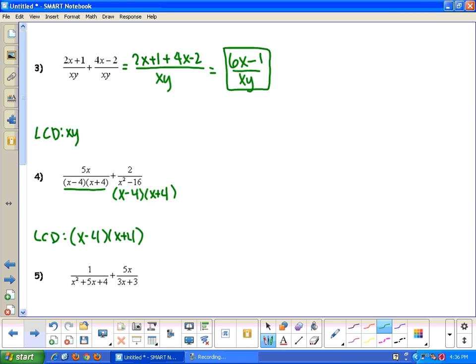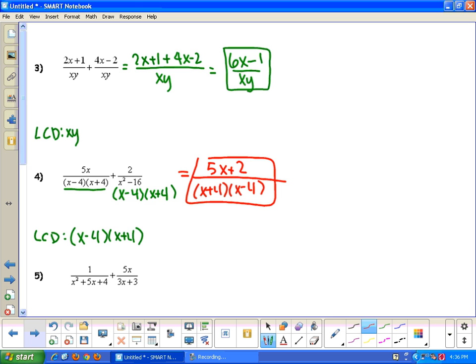So I don't need to multiply either fraction by anything because I already have my common denominator when I factored that. So everything gets added in my numerator, so 5x plus 2 over my common denominator. And this is going to give me my solution.